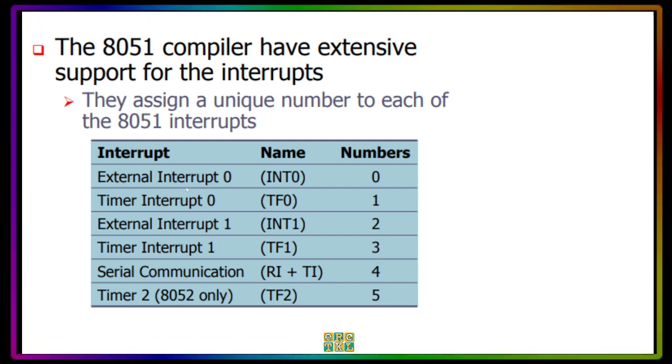Now, for the other numbers, 0, 2, 4, and 5: 0 belongs to external interrupt 0, or INT0; 2 is for external interrupt 1, INT1; then for serial communication, the number is 4; and for timer 2, which is only available in the 8052, that's number 5.